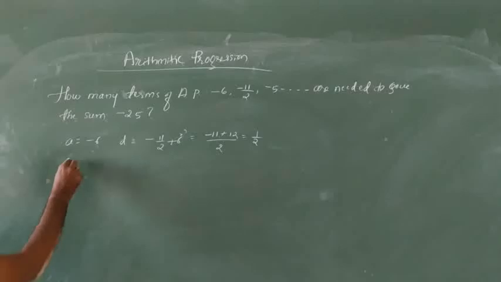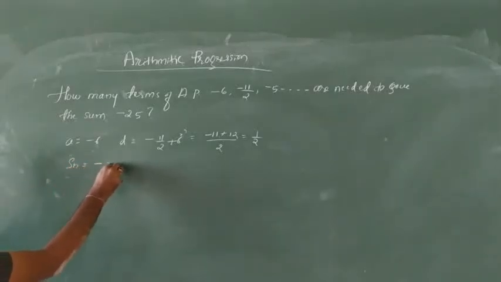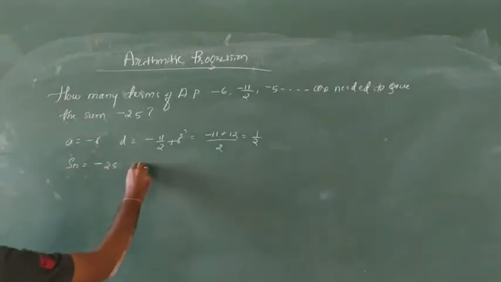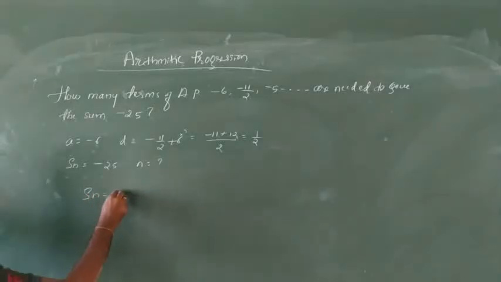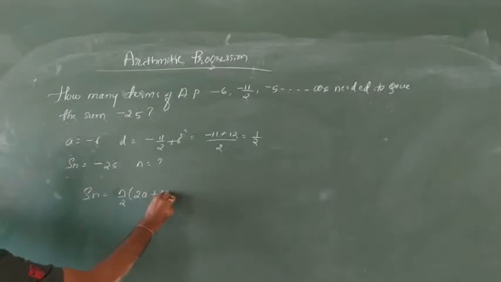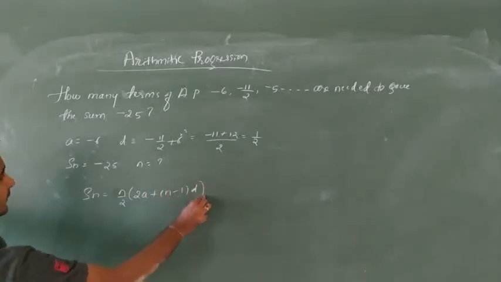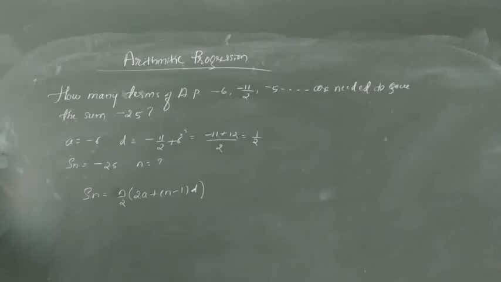And Sn, the sum they have given is minus 25. It means we have to find the n elements. So how many terms? It means how many numbers of an AP are needed to give this sum. So Sn is equal to n by 2 into 2a plus n minus 1 into d. Directly I can take this.